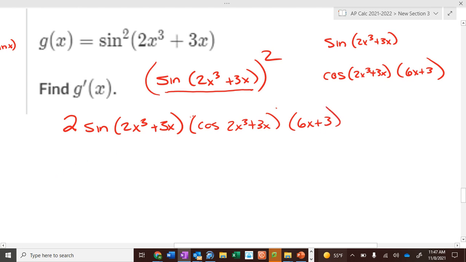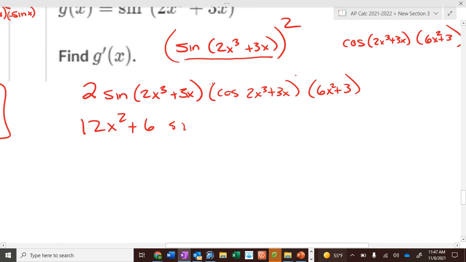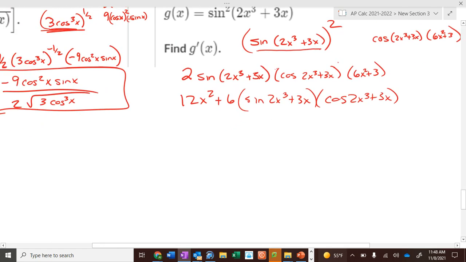So then what? 6x squared, yeah. Got it. Okay? So then, in the end, you'd write it as 12x squared plus 6, 2 times that, times the sine of 2x cubed plus 3x times the cosine of 2x cubed plus 3x. And this will be multiple choice. So you will be able to look at them and figure it out from there. Okay.